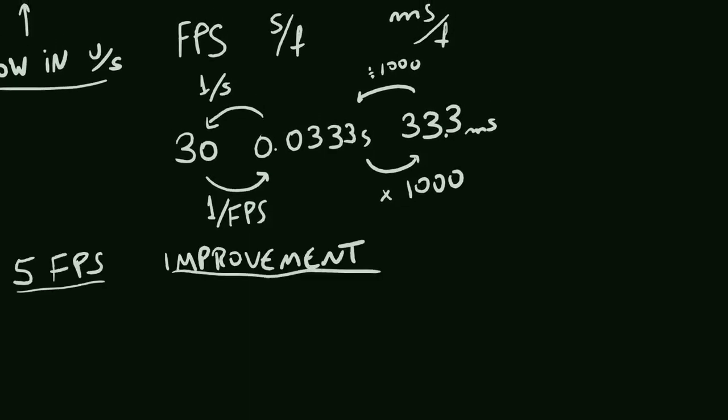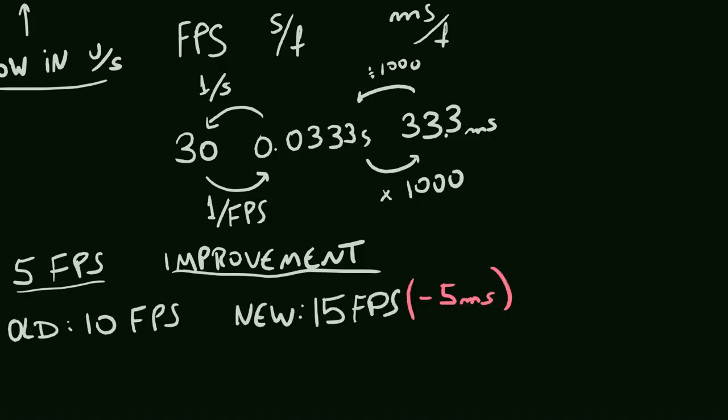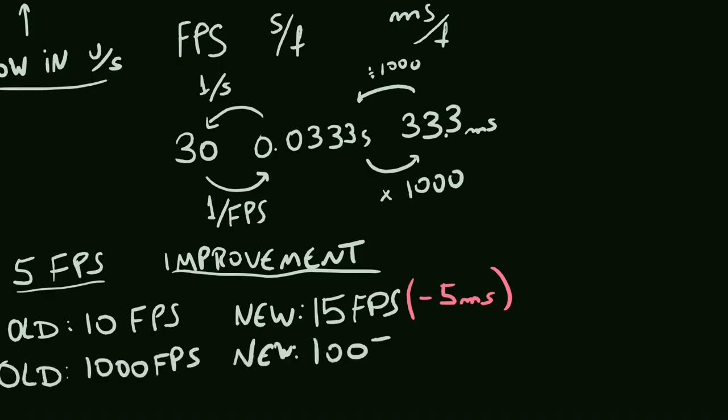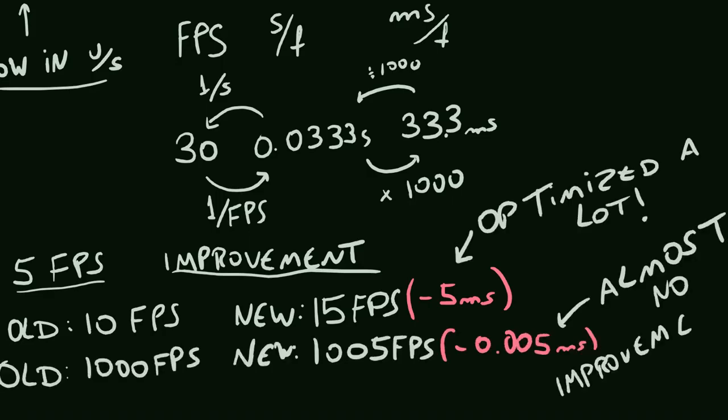Is that a good optimization or a bad one? Well, it depends. If the game was running at 10 frames per second, we got it running 50% faster, which is crazy. Now, if the game was at 1000 frames per second, we barely even changed the speed. Now, if we discuss the same thing in milliseconds, like we improve the game 10 milliseconds, we'll see if that's great or not, no matter what the current frame rate is.